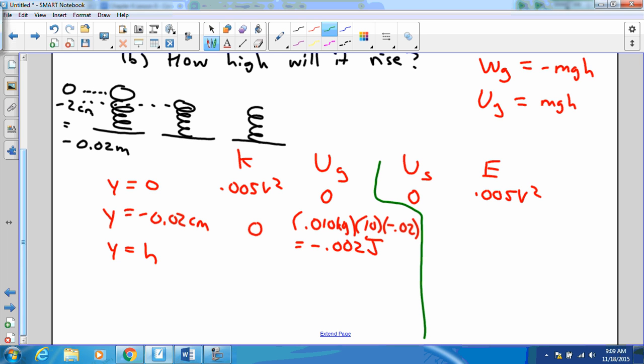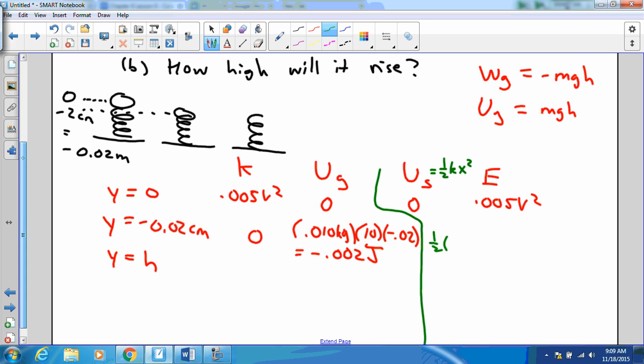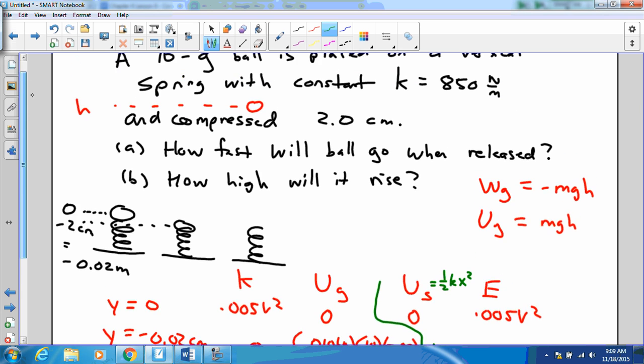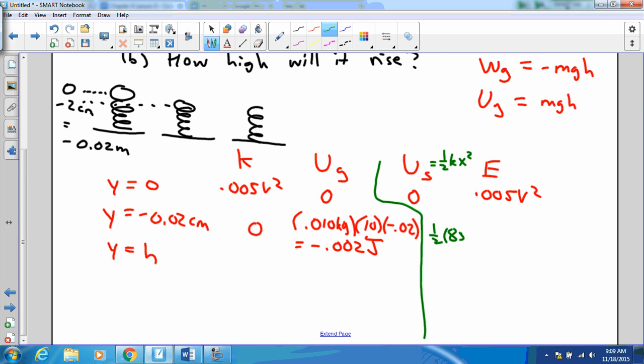What about for the spring? Well, for the spring, I'm going to have potential energy. Sometimes my chart gets a little messy. 1/2 kx squared. And my k is 850 newtons per meter. Is that right?